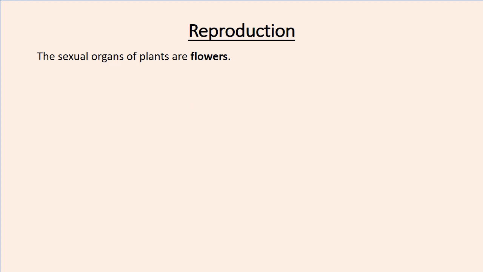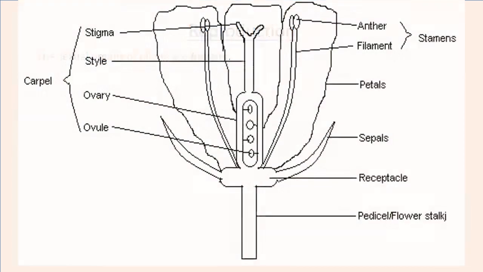So the sexual organs of plants are flowers. Flowers are the ones that are responsible for reproduction in plants. So this is a flower. The parts of the flower can be divided into two groups. Okay, of course maybe we can say three groups. The first group are called stamens, and these stamens are the male parts of the flower.